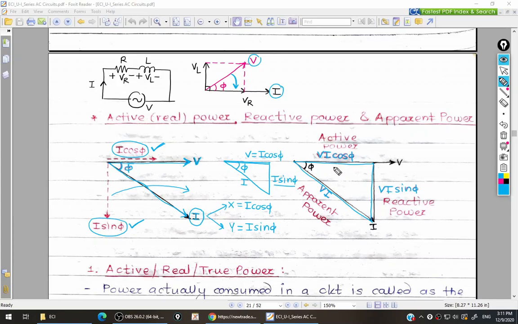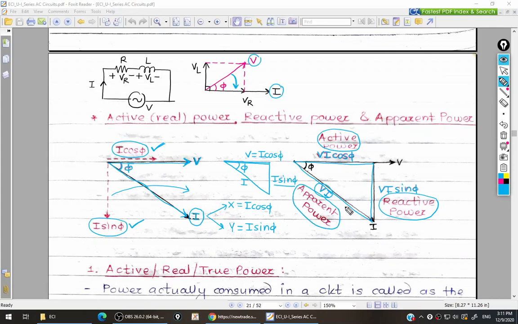We know that voltage multiplied by current is nothing but power. So here, along with V and I, you are getting cos phi; here, along with V and I, you are getting sin phi; and here you are getting only VI. V into I into cos phi is nothing but active power. V into I into sin phi is nothing but reactive power, and if you are getting only VI, it is nothing but apparent power.